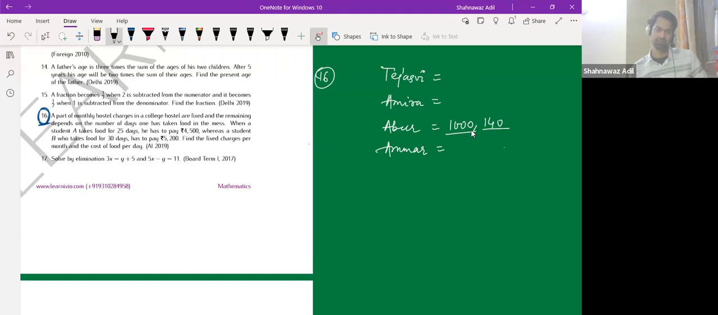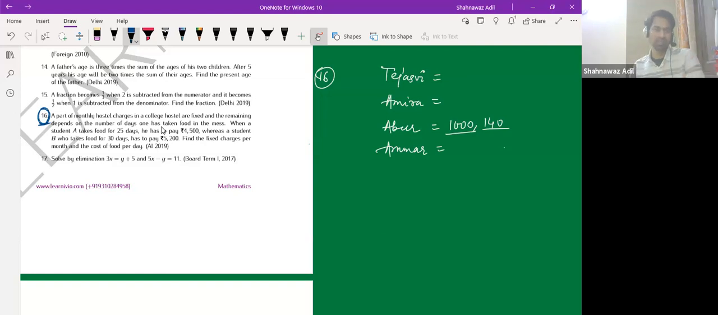Sir, I didn't understand the question. Good. Okay, so let us discuss this problem. Whenever you have a doubt, please say so. A part of the monthly hostel charges in a hostel is fixed, and the remaining depends upon the number of days one has taken food in. Right.